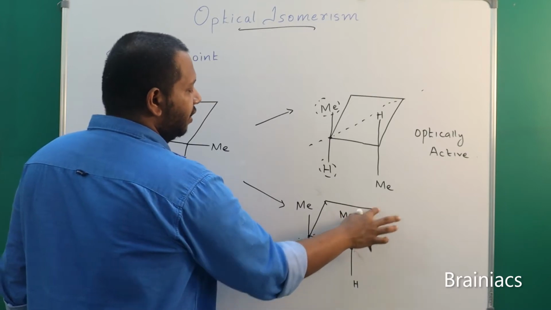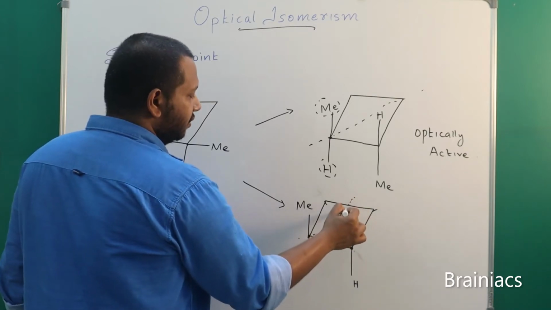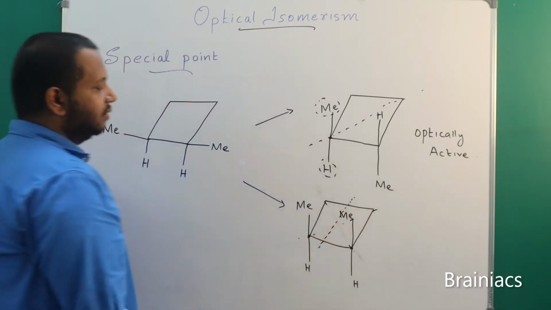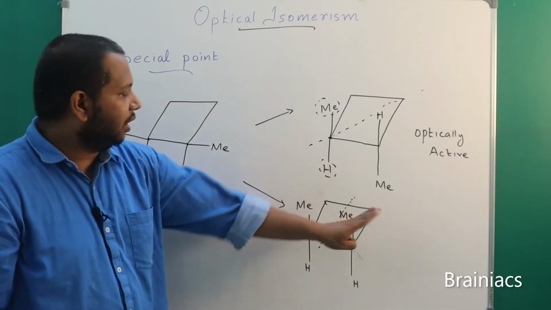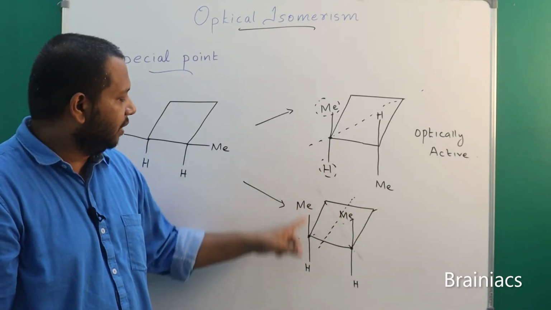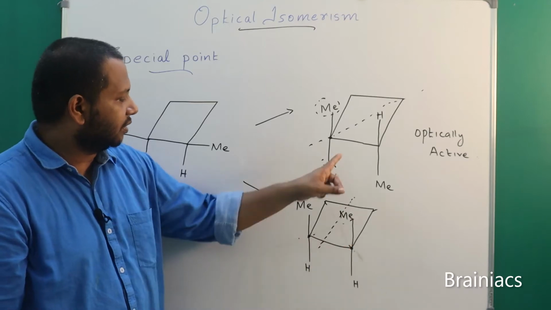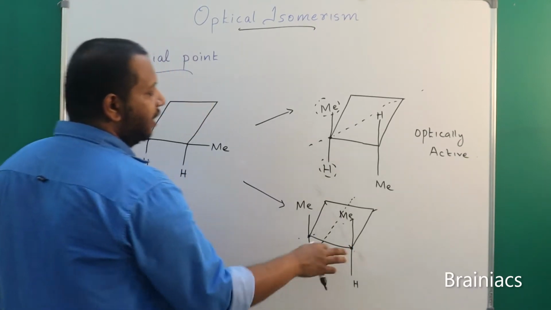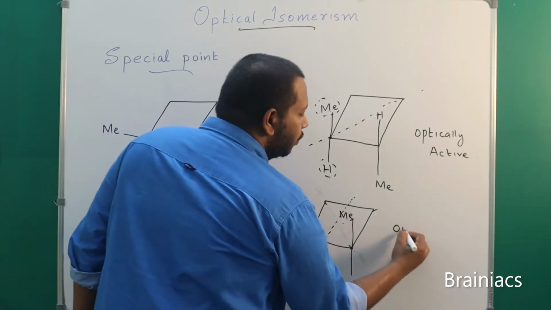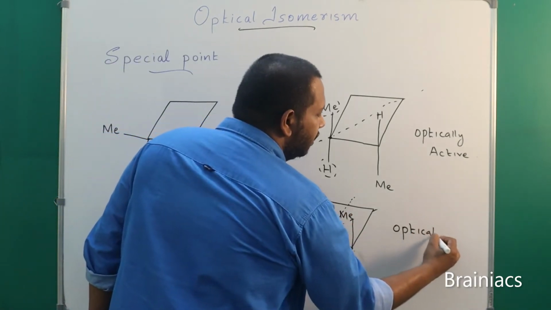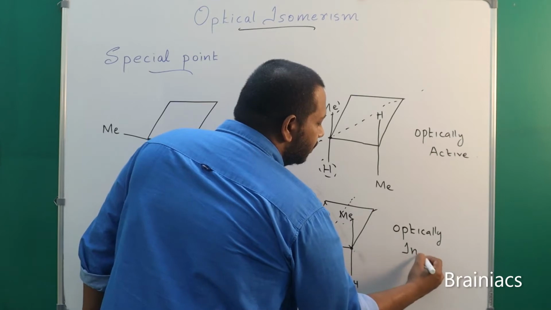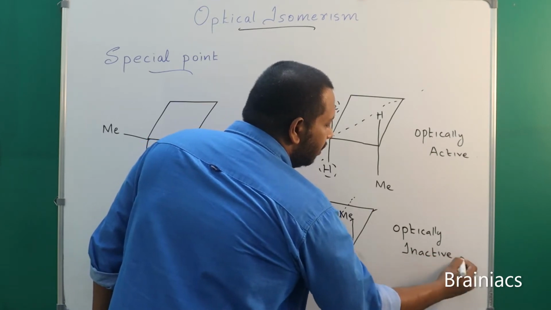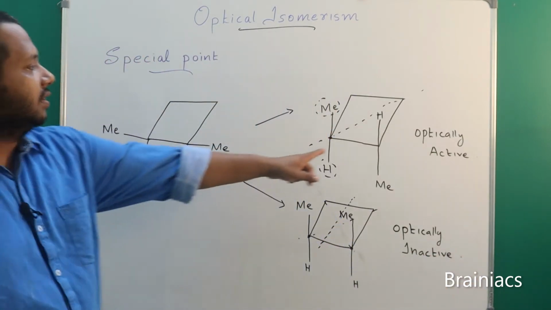For example, I can draw that plane of symmetry like this. If I divide this into two halves, you can see one half with the Me and hydrogen like this, and the other half also has Me and hydrogen like this. So I can say this molecule, even though it has two chiral centers, is optically inactive. But in the other case, it is optically active.